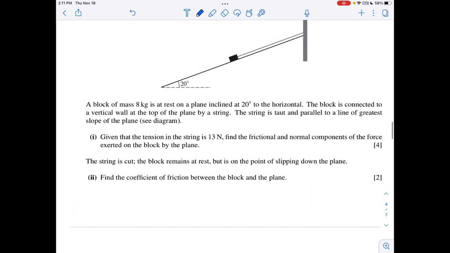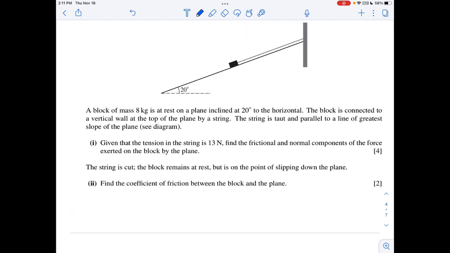Coming to question number 4. A block of mass 8 kg is at rest on an inclined plane of 20 degrees. The block is connected to the vertical wall at the top of the plane by a string. The string is taut and parallel to the line of greatest slope. Given that the tension in the string is 30 newtons, find the frictional and the normal components of the force exerted by the plane.